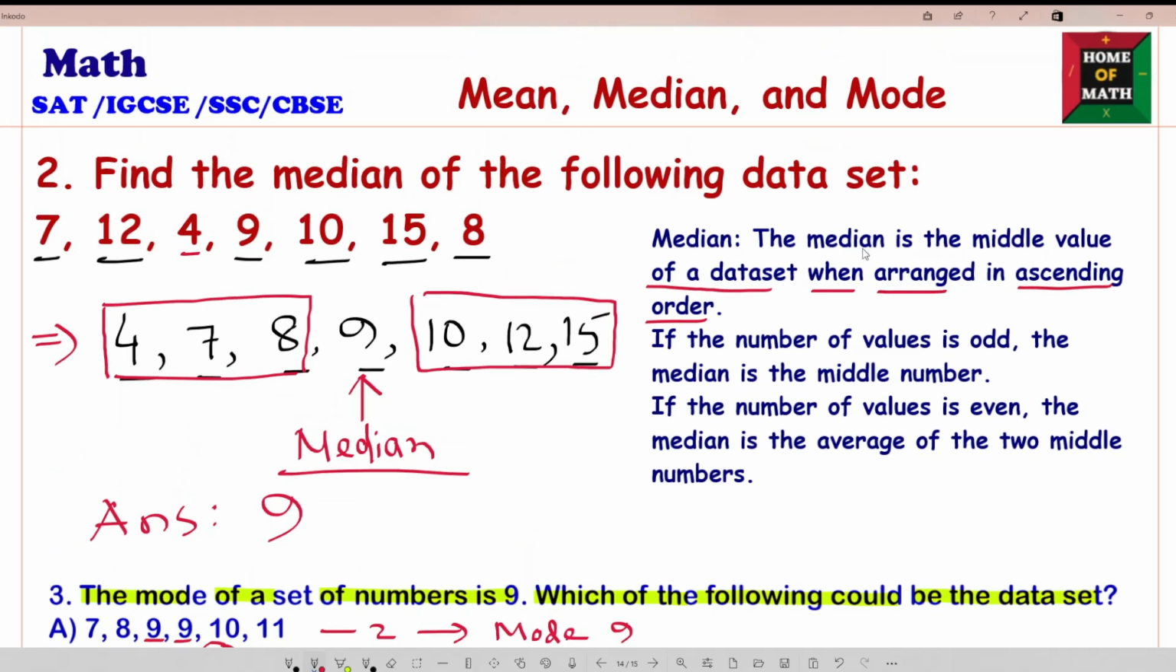So no more today. We tried to solve 3 maths questions based on mean, median and mode. Hope it will help you for your examination.